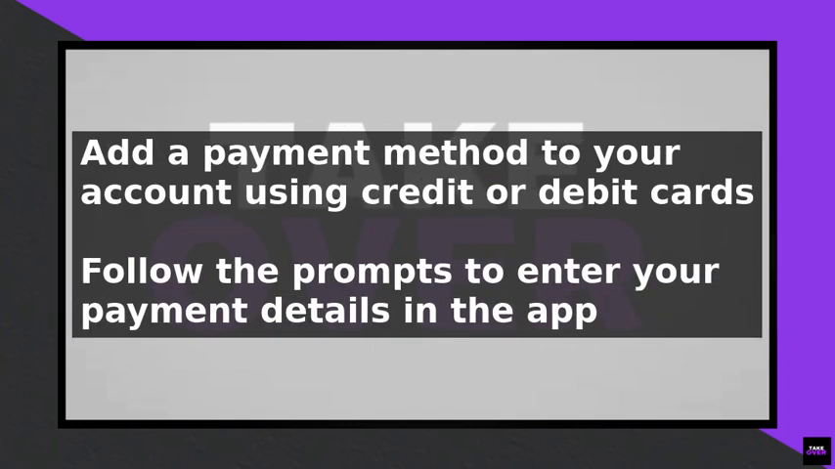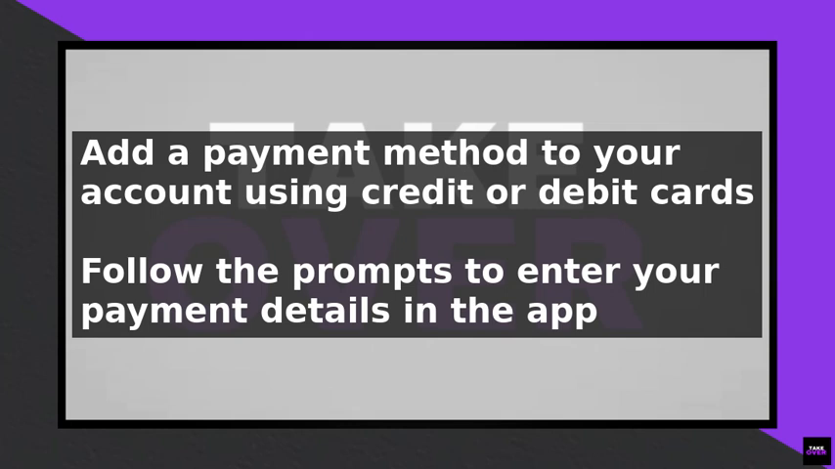Next, you need to add a payment method to your account. Uber accepts various payment methods, including credit cards, debit cards, and PayPal. To add a payment method, go to the payment section of the app and follow the prompts to enter your payment details. Now that your account is set up, you can start using Uber.